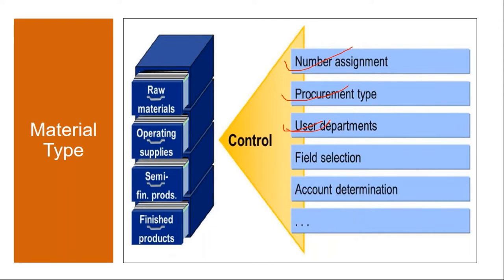For raw materials, sales data is not required, whereas for finished products, purchasing data is not required. So which department has to maintain data? Then field selection: in the material master, which field is mandatory or optional is also decided by the material type. And account determination, which accounts have to be posted during transactions, is also decided by the material type.